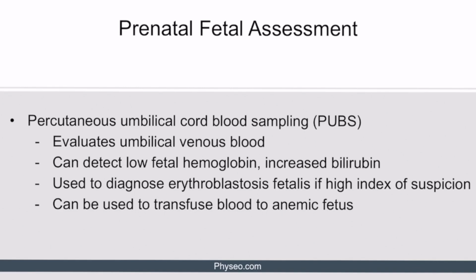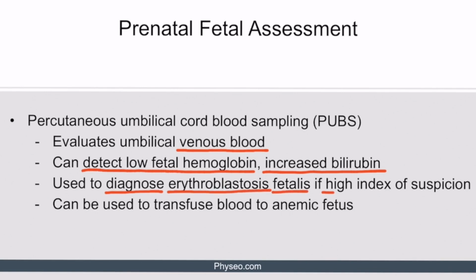Okay, now let's talk about percutaneous umbilical cord blood sampling, or PUBS. PUBS is a procedure which involves inserting a needle into the umbilical cord percutaneously, and then you take a sample of the umbilical venous blood. PUBS can detect low fetal hemoglobin or increased serum bilirubin, so it can be used to diagnose things such as erythroblastosis fetalis, especially if there's a high index of suspicion. You wouldn't just go doing this type of invasive procedure unless you had a high suspicion.